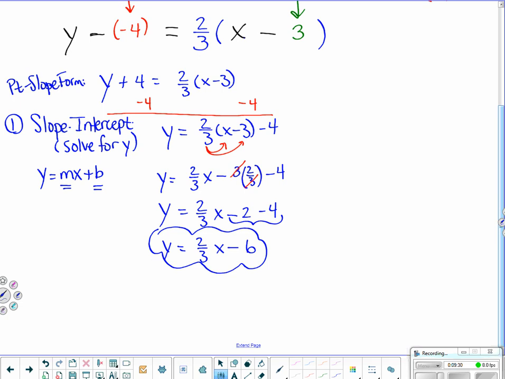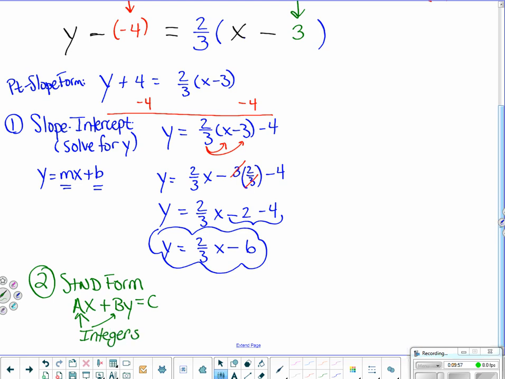The other form that it asks us to take things into is standard form. Standard form is kind of a fussy one, not my favorite, and it goes ax plus by equals c. This and this have to be integer numbers. So like -1, +1, positive 10, negative 10. Those are the type of numbers we're talking about. So I see that fraction then on my slope-intercept. This is going to be a problem for standard form, but we'll take care of it.